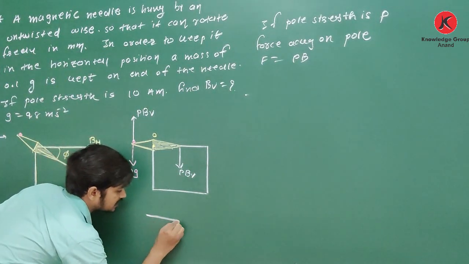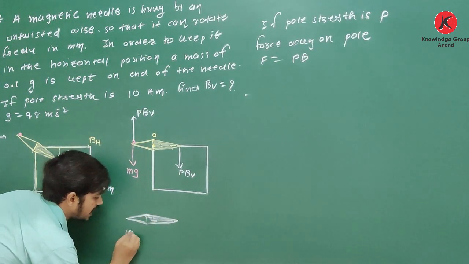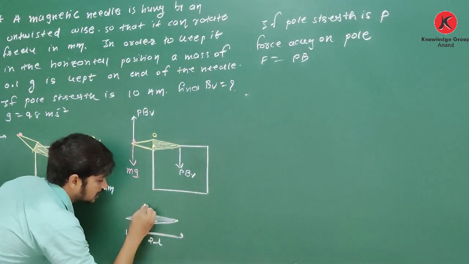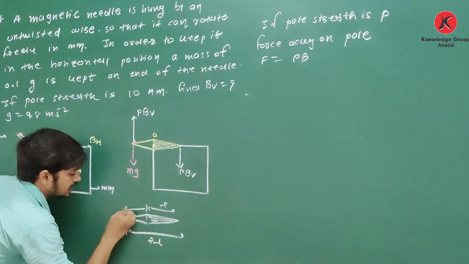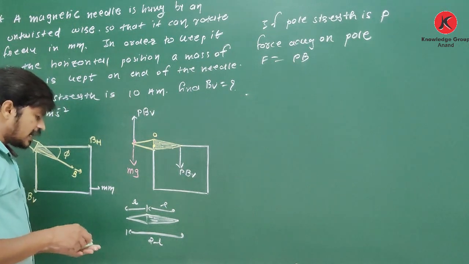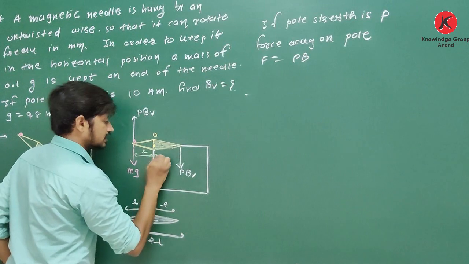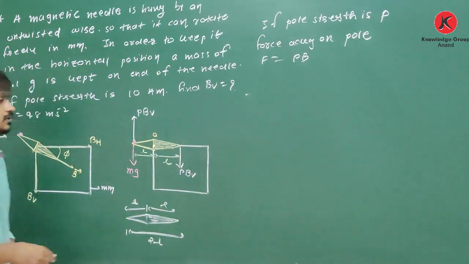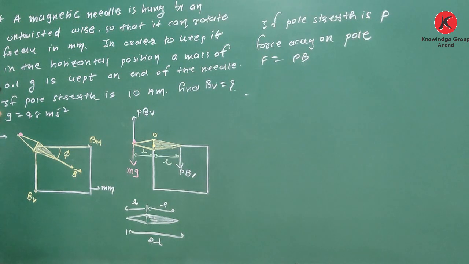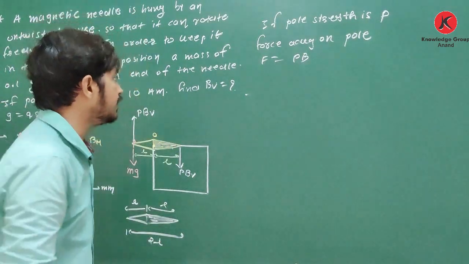Now, it is a magnetic needle. Its length we are assuming to be 2L. So this half-length is L, and this half-length is also L. Clear about this? Now, as this needle is in the horizontal position, it is in equilibrium.